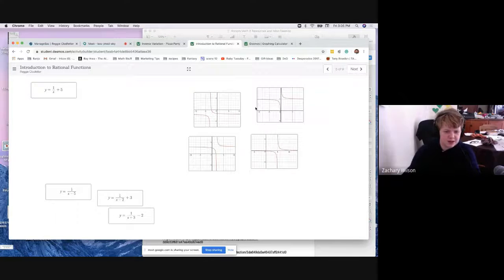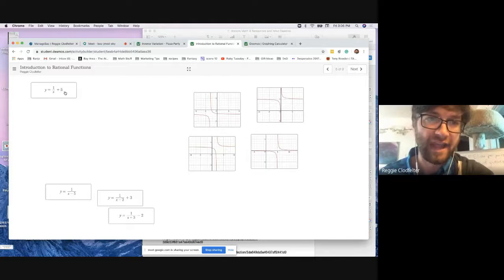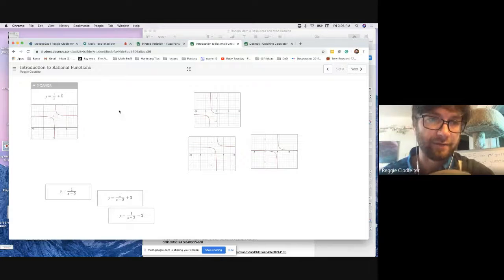Not really sure. Oh, it'd be the one in your bottom right. No, not the bottom right. Sorry. Top right. Top right, exactly, because the addition after the expression 1 over x moves the y value. So that one matches there.